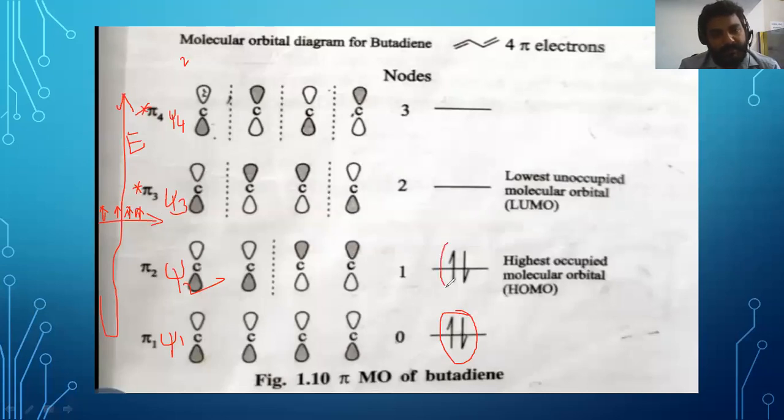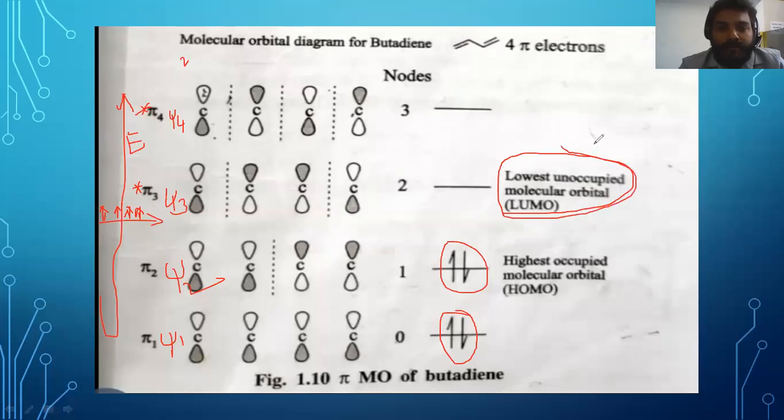Here is what happened. The next level is filled, 2 are completely filled. The remaining have no electrons. No anti-bonding orbital is filled. Psi 3 and psi 4 are not filled. That's why you can see the word LUMO, L-U-M-O. Lowest unoccupied molecular orbital, that is the LUMO.